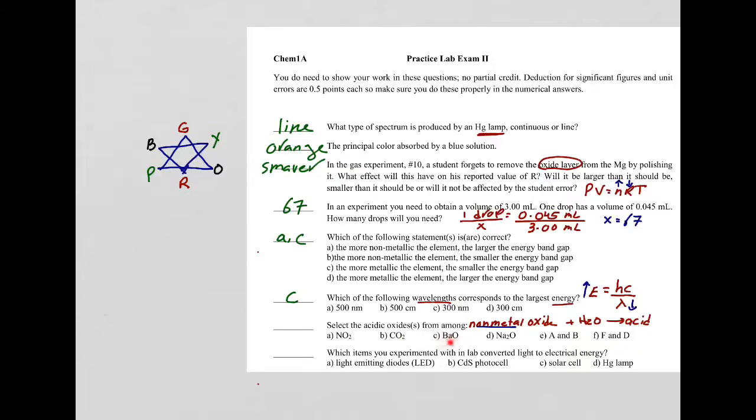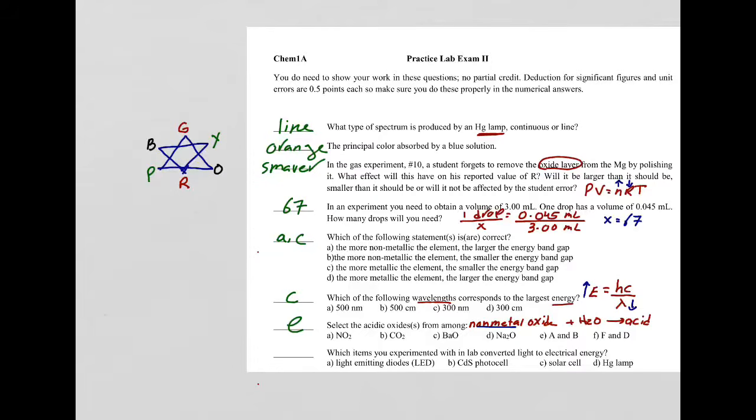How about this one? No, this is ionic because I have a metal and a non-metal. How about this one? Ionic, metal and a non-metal. So I need a non-metal oxide. This is a metal oxide. This is non-metal, this is non-metal. Nitrogen is a non-metal, carbon is a non-metal. Barium and sodium, those are metals. So these two I can cross out. So the answer would be A and B. So far, so good. So remember, to be acidic, what do you need? You need a non-metal oxide plus water that forms an acid.